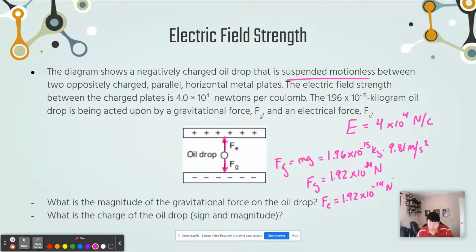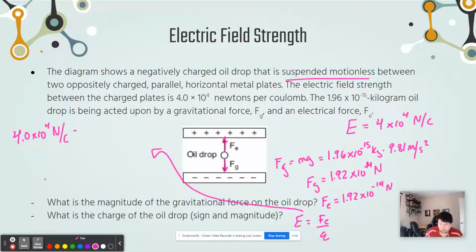So that oil drop must be experiencing that force. Then I can find the charge fairly easily. I know E and I know F of E, and we know that E equals electrical force divided by charge. So I'm going to plug those in over here where I have some more space. We'll say that 4.0 times 10 to the fourth newtons per coulomb equals my electrical force, 1.92 times 10 to the minus 14th newtons, divided by the charge. And so I get the charge of this oil drop to be 4.8 times 10 to the minus 19th coulombs.